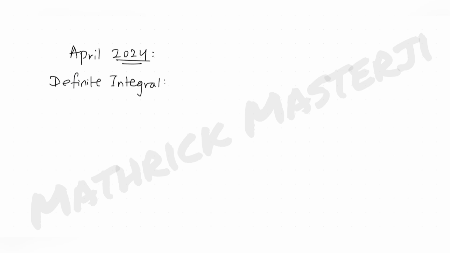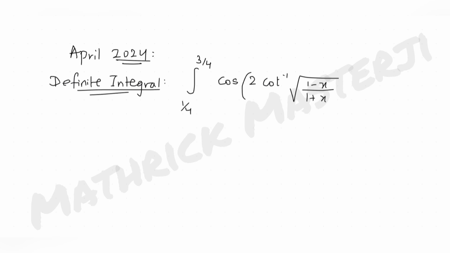The question tells us to find the integral with limits from 1/4 to 3/4 of the expression cos of 2 cot inverse of root of (1 minus x) divided by (1 plus x). That is the entire expression given to us, and the question is asking for its value. The options are minus half, minus 1/4, 1/4, and half.